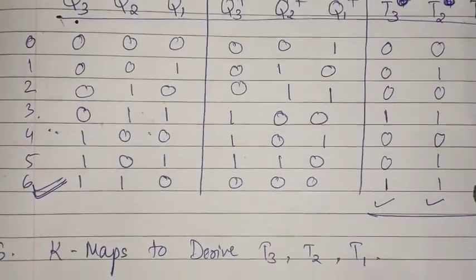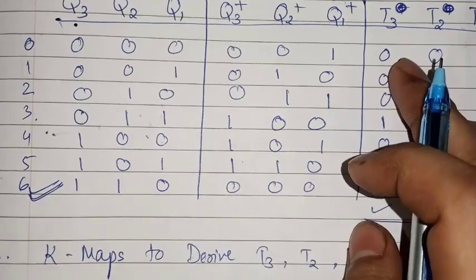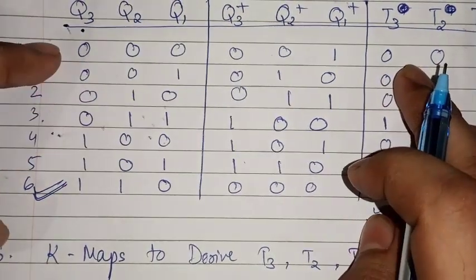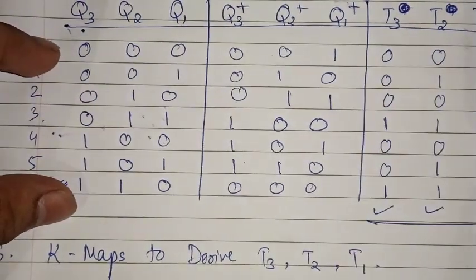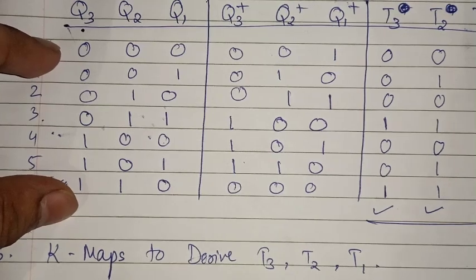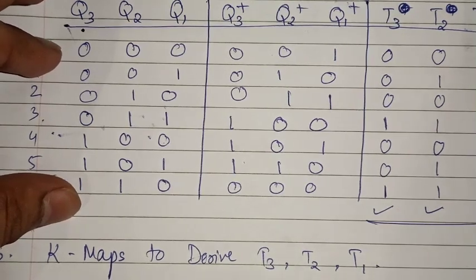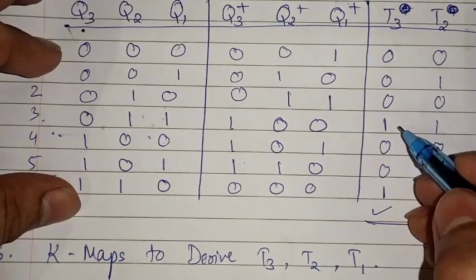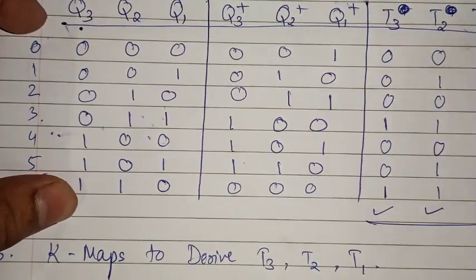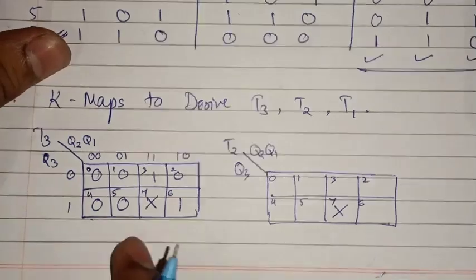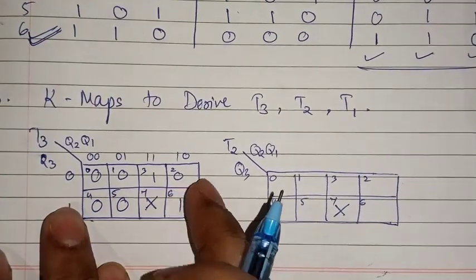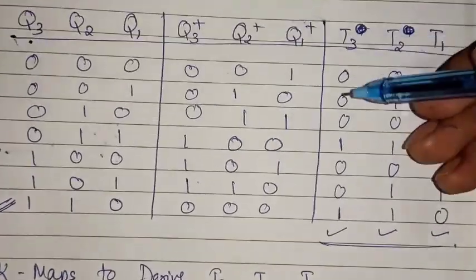So according to the state table, what is T3? So it's 0, 0, 0, 0, 0. So 0 on this, this is 1, 0, 0, 0, 1, 1, 1, 1, 0. So it is 0, 0, 0, 1, 0, 0, 0, 1. Oh, sorry, I filled this wrong. 0, 0, 1, 0, 1, 0, 0, 1. 0, 0, 0, 1, 0, 0, 1.